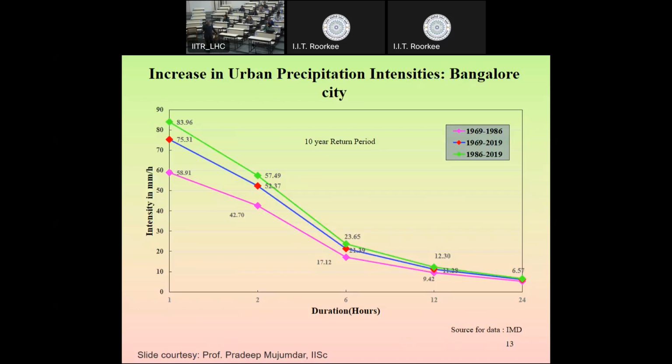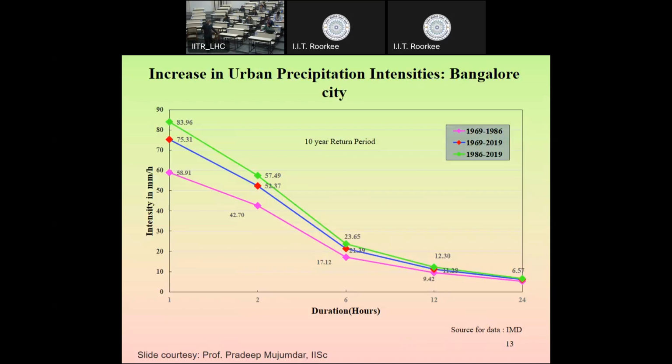First is 1969 to 86. तो जो लोअर ग्राफ है, this was the data from 1969 to 86, and here you can see that intensity for 1 hour rain was about 60 millimeter per hour, for 2 hours 42, 6 hours 70, and for 24 hours it was about 6.6 millimeter per hour.